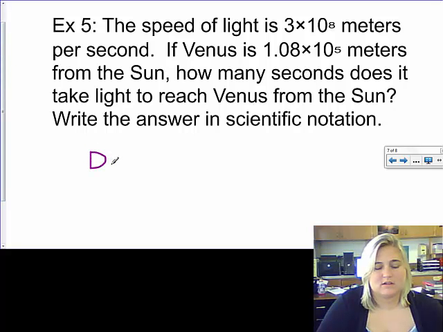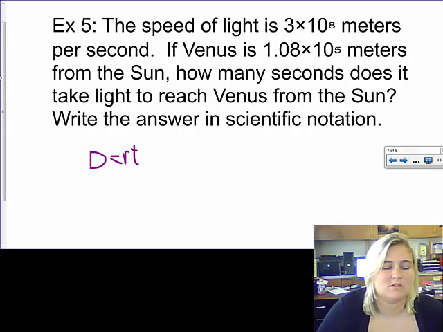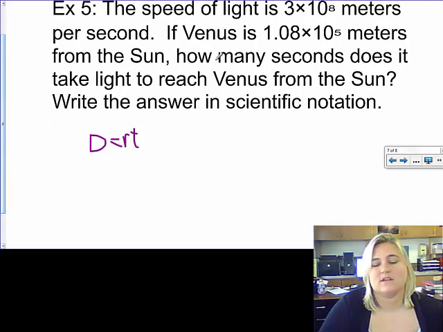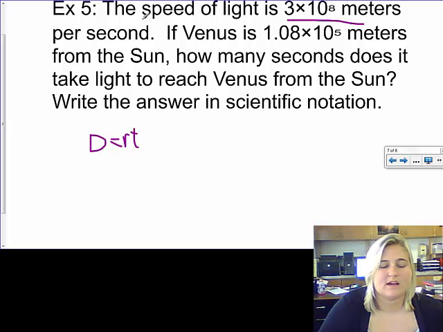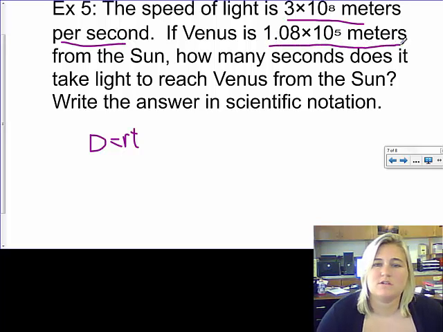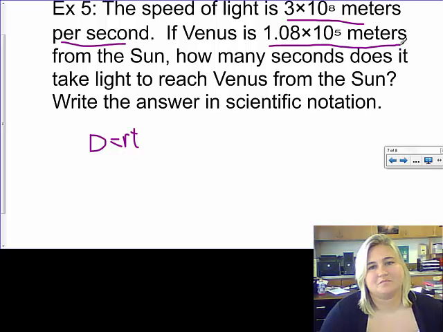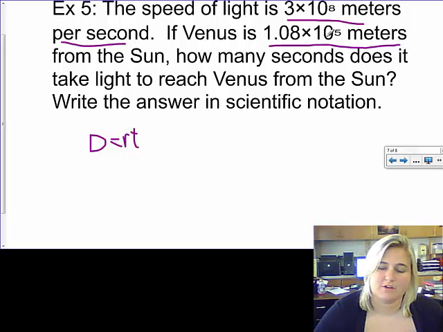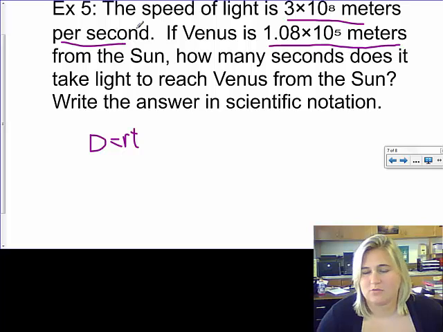Distance equals rate times time. There are going to be lots of times that we use this formula to help us with lots of word problems. So from this example, I have 3 times 10 to the 8th meters per second, and I have 1.08 times 10 to the 5th meters. Which of those sounds like a distance to you? I hope you just said the meters, because whenever I'm dealing with meters per second, that is a rate. That is how many meters we're being able to travel per second.